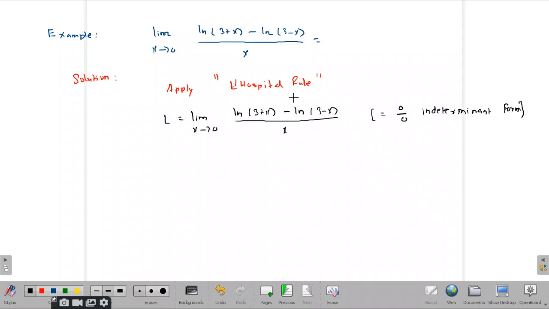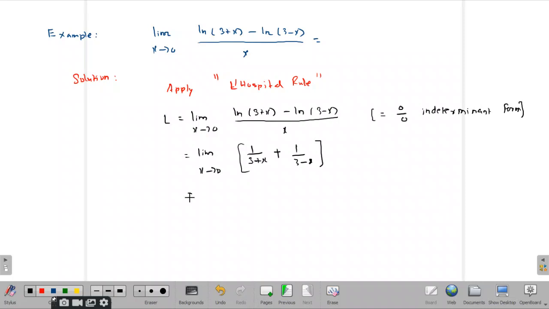There are so many methods to arrive at the final answer. But L'Hopital rule is the most effective method, the least time consuming one. What to do? Don't apply the quotient rule u by v. Differentiate the numerator separately and the denominator also. What's the derivative of the numerator? Log of 3 plus x gives 1 over 3 plus x, that's all. The other one, 1 over 3 minus x, because of minus x it will be plus. The denominator, the derivative of x is 1. Only these two terms are left.